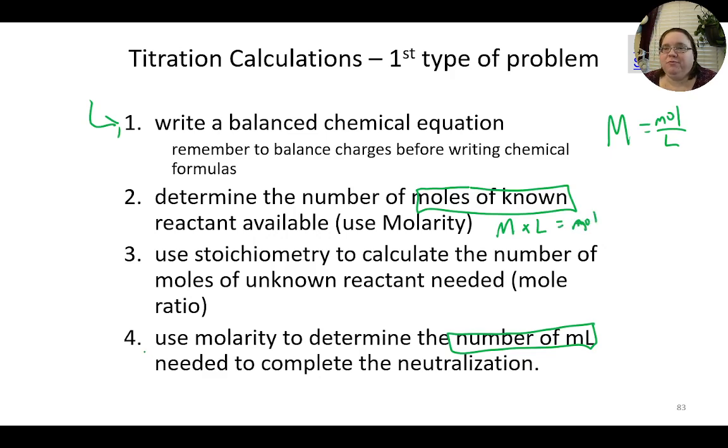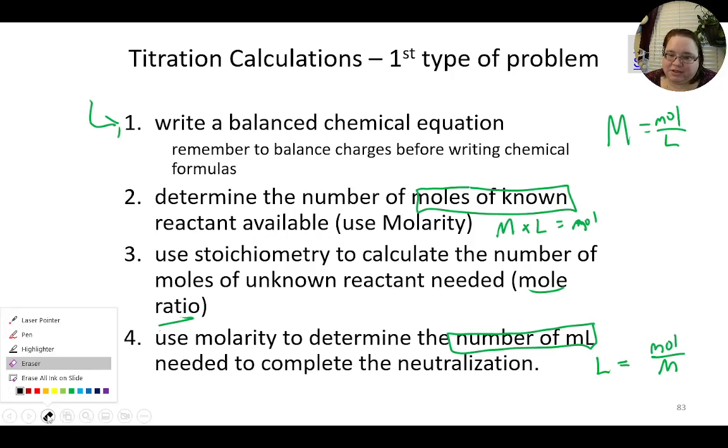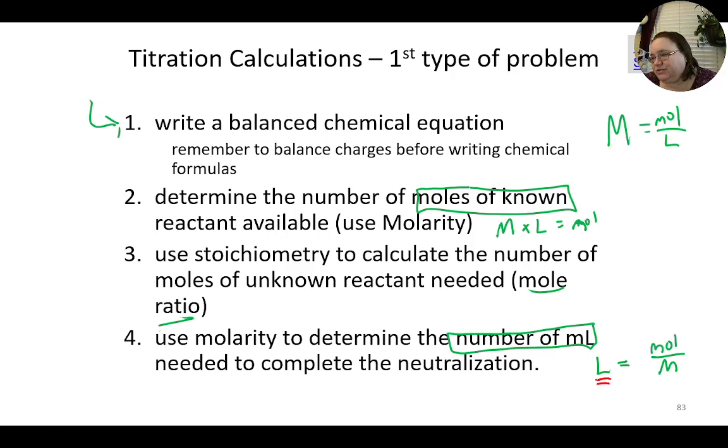Once you know your number of moles, you use your mole ratio to convert from one substance to the other. Once you have your other substance, you're going to use the molarity and the moles to determine the volume. So remember that liters equals moles divided by molarity. I'm going to tell you this now, nine times out of ten, we don't want liters. We want milliliters. So you're going to have to do an additional conversion to get to milliliters.